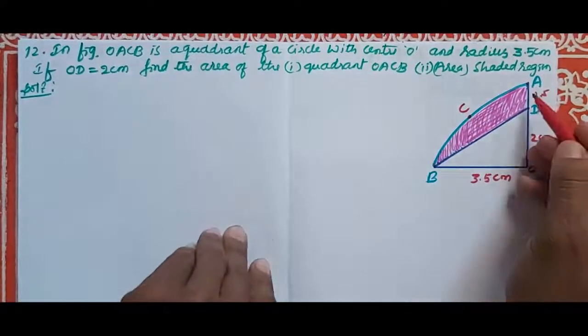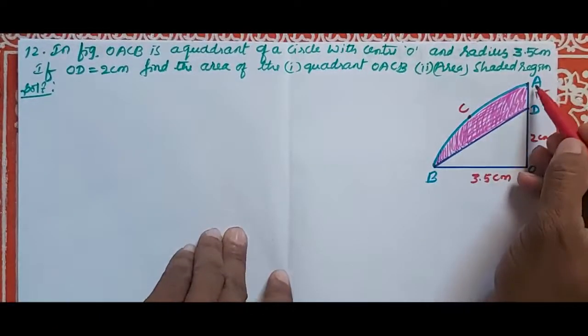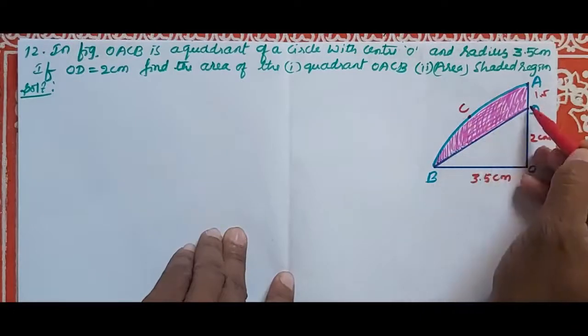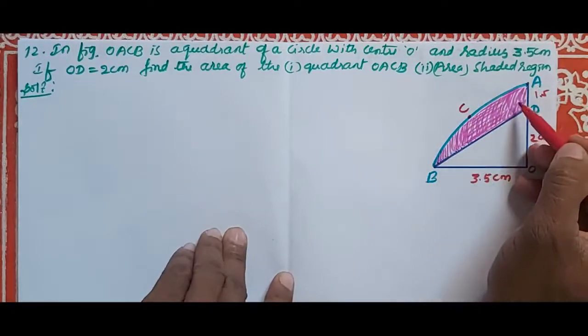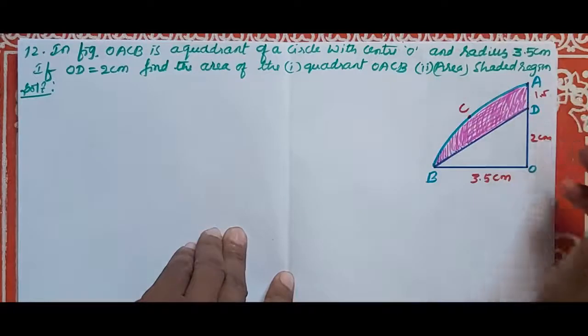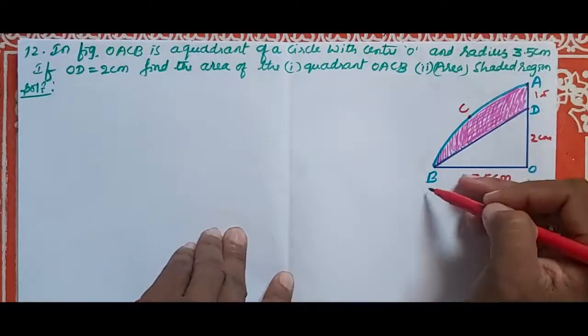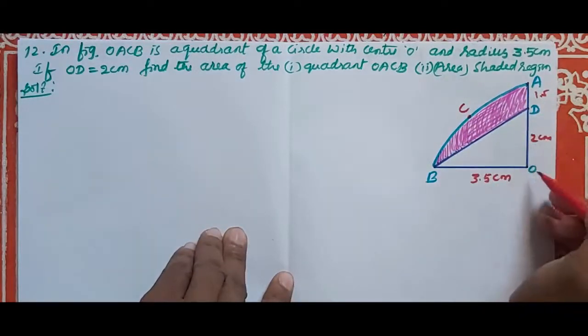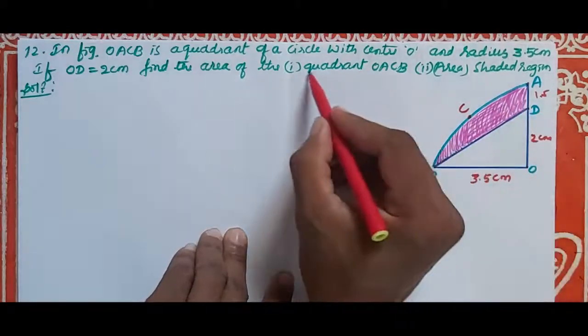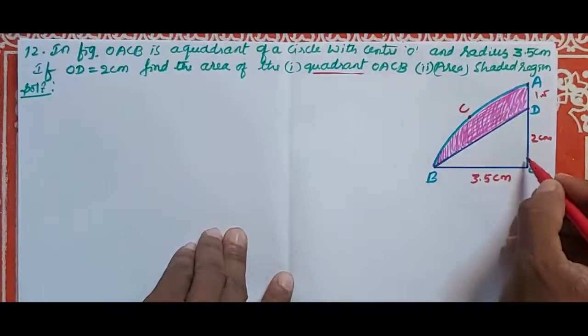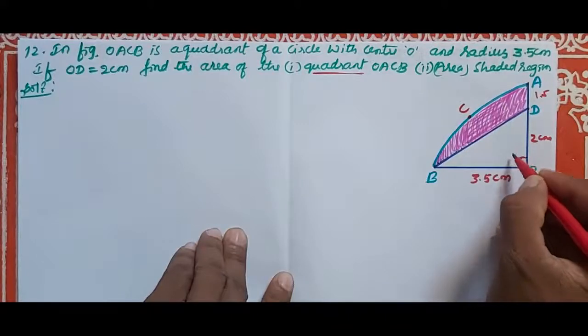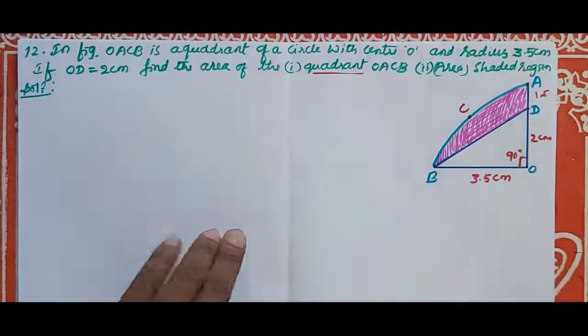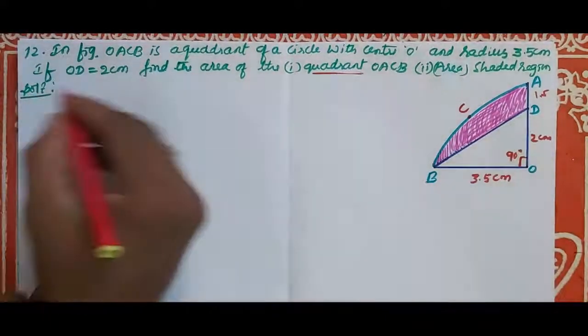See here, area of shaded region, that is CBD, which is equal to area of quadrant OACB minus area of triangle DOB, right? The quadrant will subtend an angle at O that is 90 degree, right? Okay, let us see now.